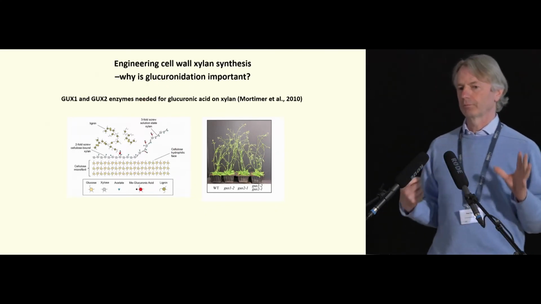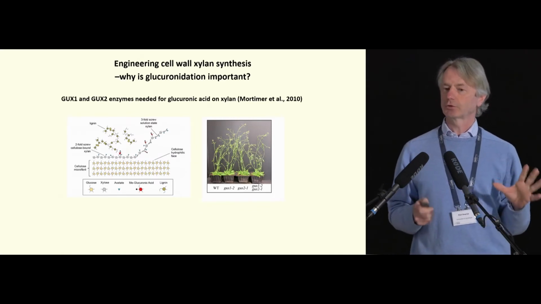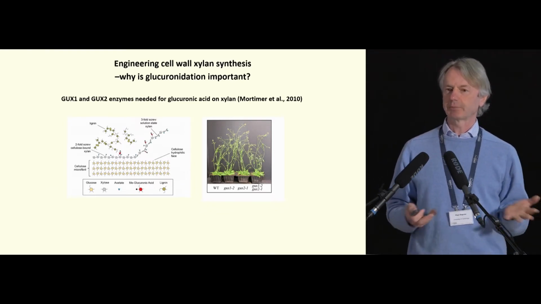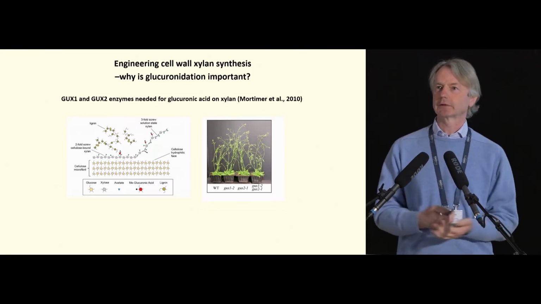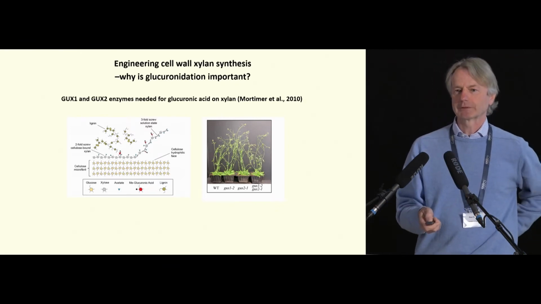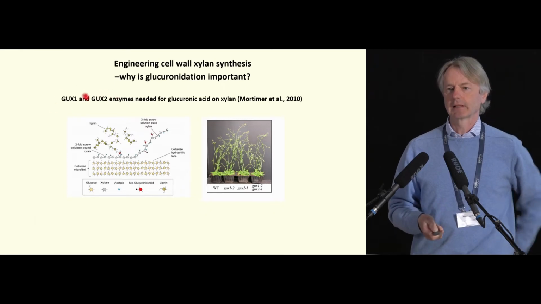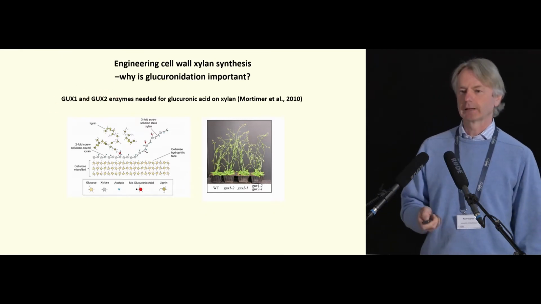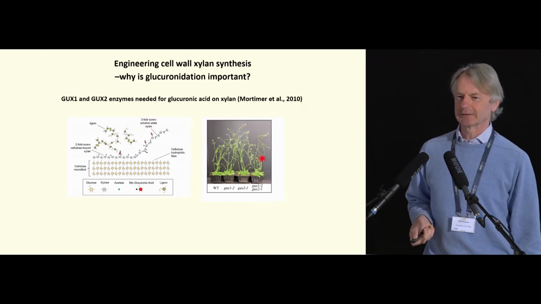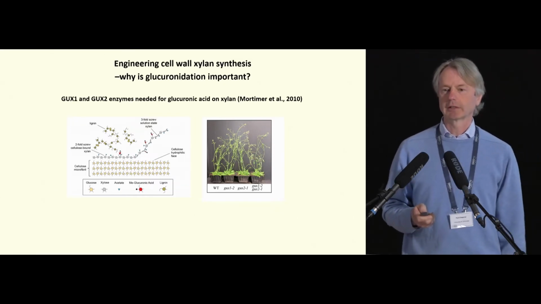In all vascular plants, the xylan has glucuronic acid. This is true whether you're a moss, which is not a vascular plant, or going through to gymnosperms, conifers, or hardwoods such as birch. They all have glucuronic acid on them. Why might this be important? We discovered the enzymes that add these glucuronic acids, and we removed them in Arabidopsis. Surprisingly, the plants grow fine. This is our little weed, and you can see the stems look entirely normal. But the xylan there has no glucuronic acid.